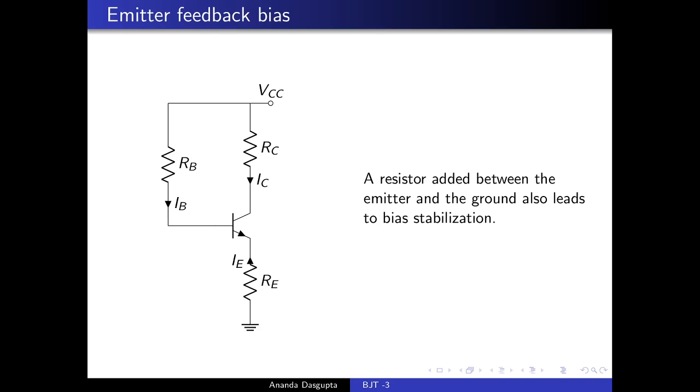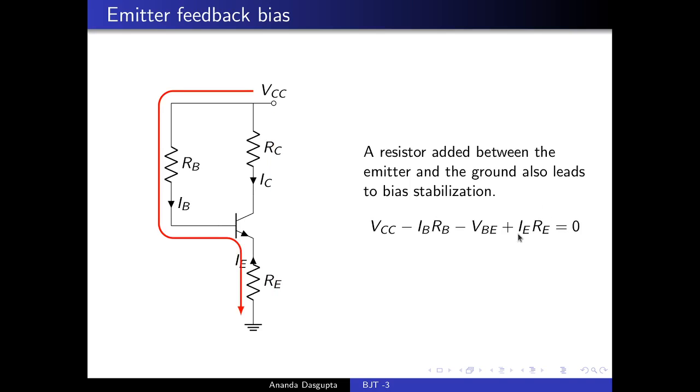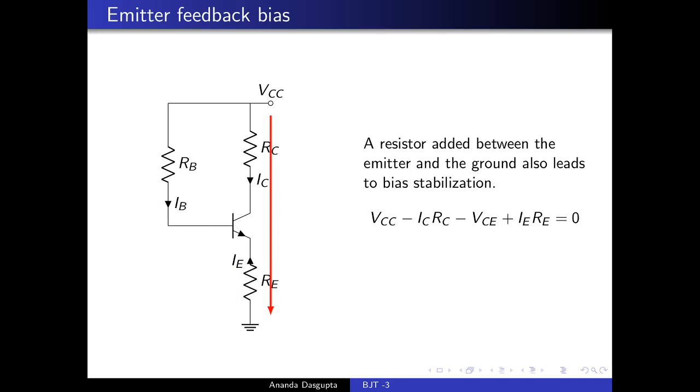Now this resistor added between the emitter and the ground also leads to bias stabilization, and let's see why. Well, if you just take a look at this loop, just to remind you, the straight line really is a loop. It's a loop which starts at the ground, goes to VCC, then comes down straight. You get VCC minus ICRC minus VCE minus IERE, or rather plus IERE, because by convention I is flowing in, is 0. And we want to write everything in terms of IC and IB. So what I will do is replace IE by minus IC minus IB, and that immediately gives rise to the bias equation. And this will give one equation. The other equation is what you get when you look at this loop.